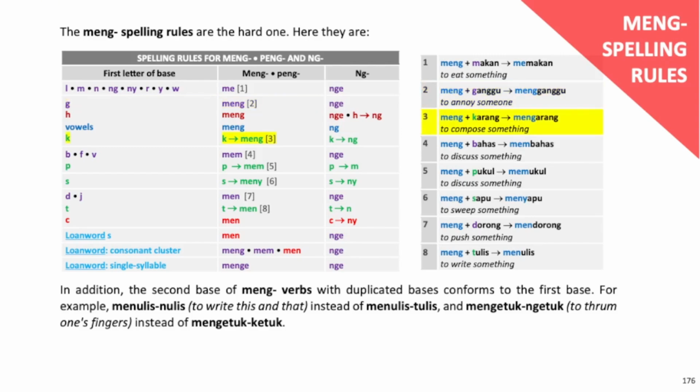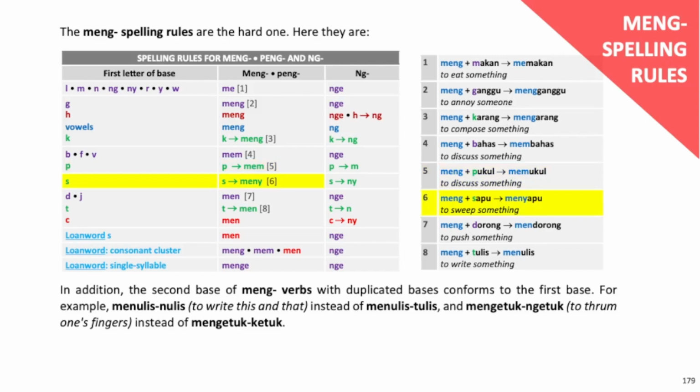If the first letter is a K, the K is replaced by meng. Example 3, meng plus karang becomes mengarang, to compose something. How about a B? It combines with mem. So meng plus bahas becomes membahas, to discuss something. How about a P? Here, the P is replaced by mem. Example 5, meng plus pukul becomes memukul, hit something.